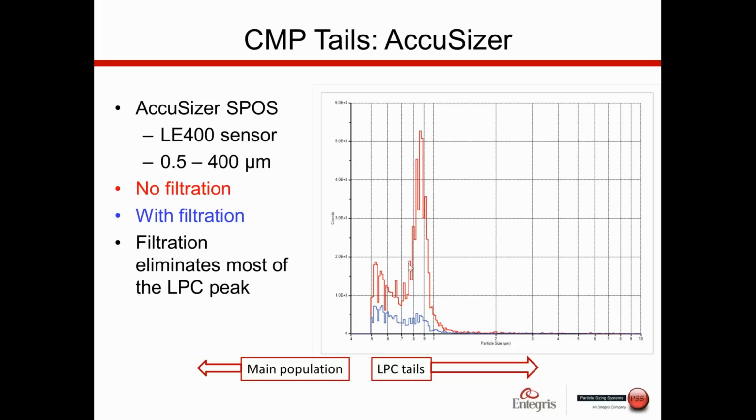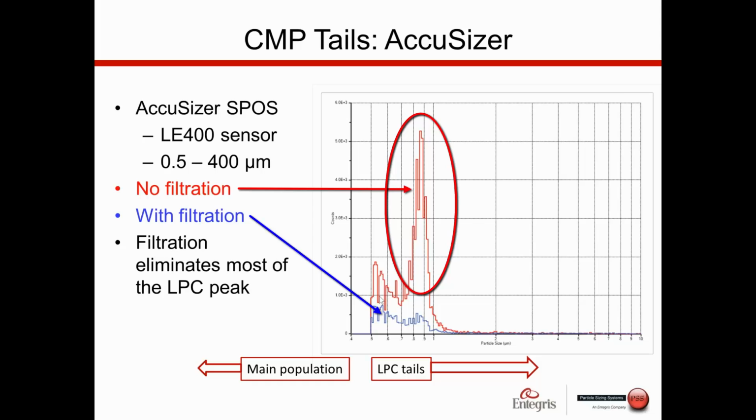And this is looking at a CMP slurry. The red is no filtration, before filtration. Then it was passed through some experimental filter they were working on. And what you see is there's still some tails here, but see this peak here of these large particle counts? That's what this filter can go in and actually help reduce, minimize, or eliminate.